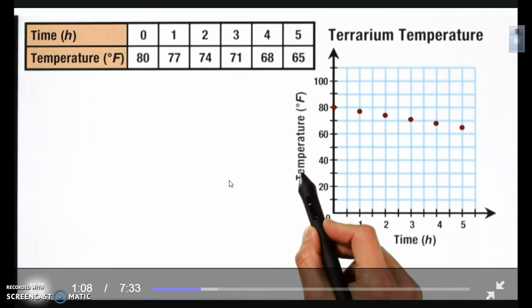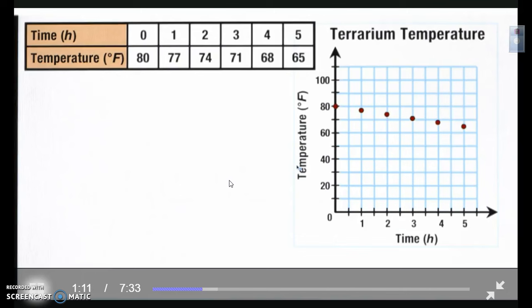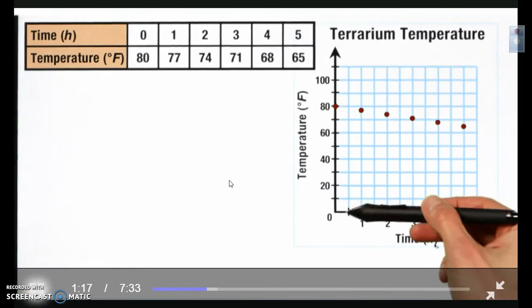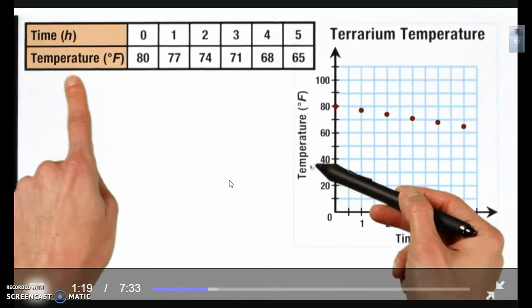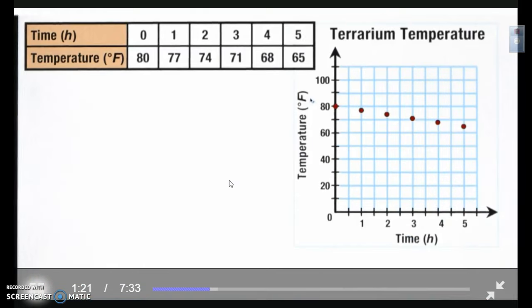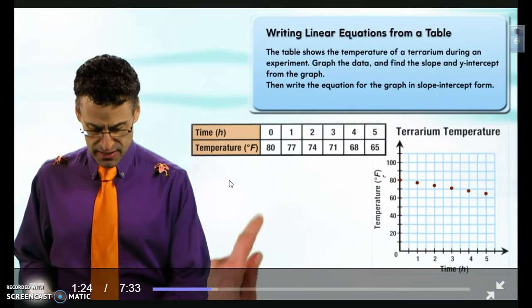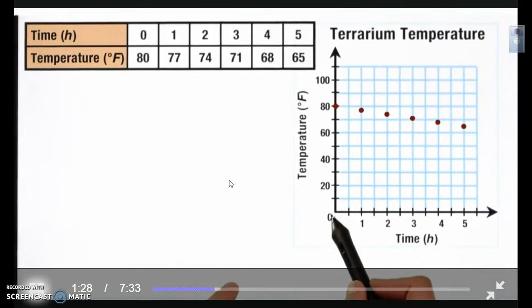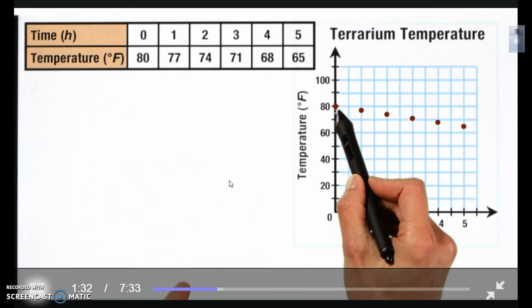And I want us to take a look at this and just confirm this is really how the graph should look. Notice how I've labeled the horizontal axis as time in hours, and the vertical axis is labeled as temperature in degrees Fahrenheit. Okay, and just check out what I did. So I looked at the ordered pair 0, 80. So that's 0, I don't move at all in the x direction, but just go straight up 80. And there's that red dot.